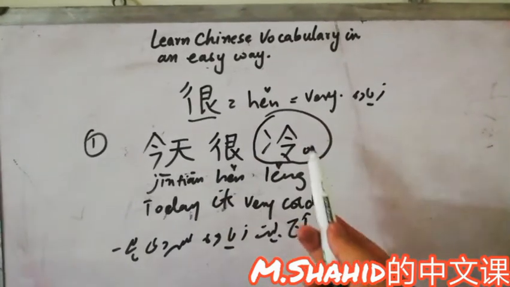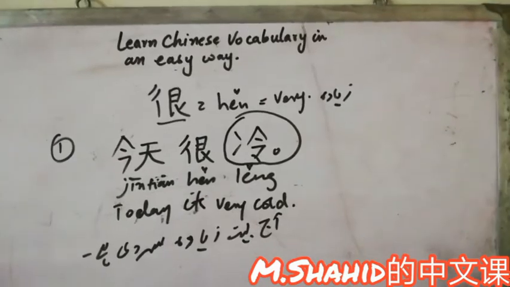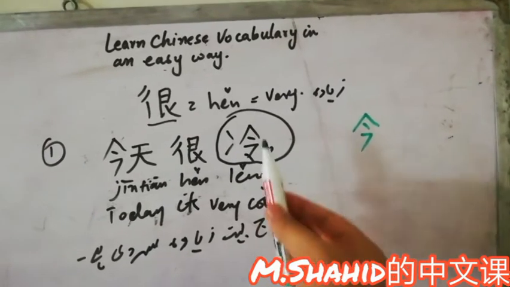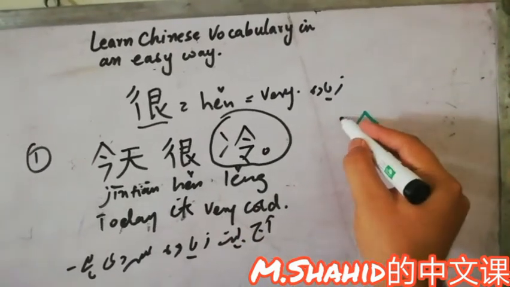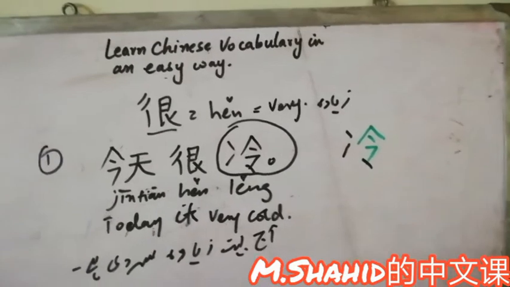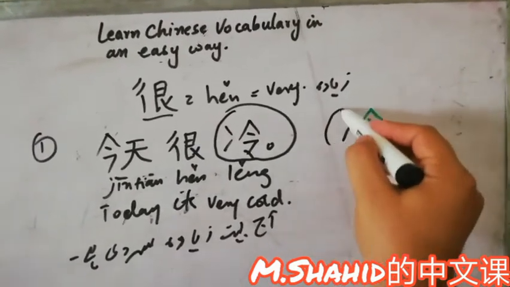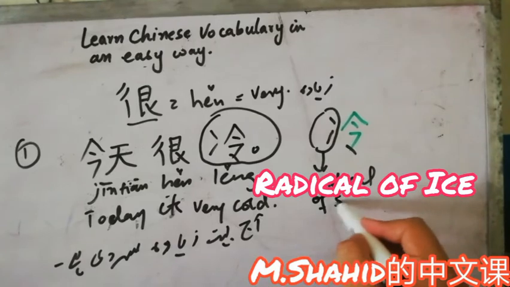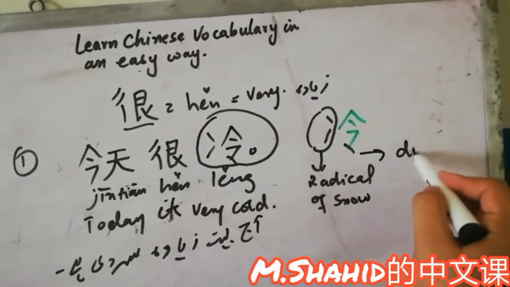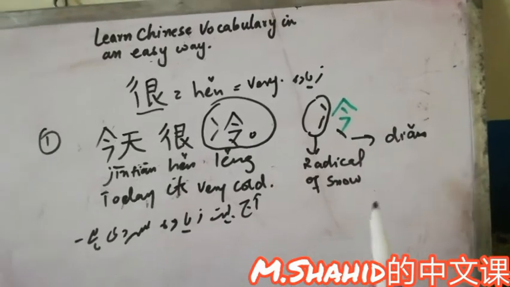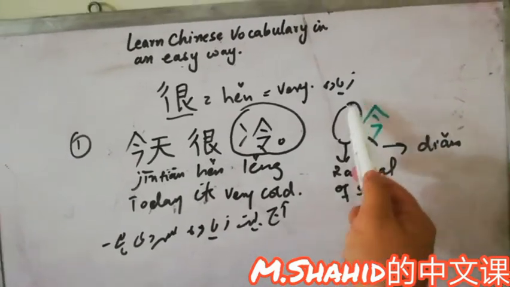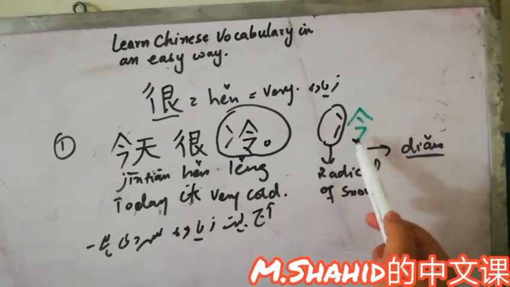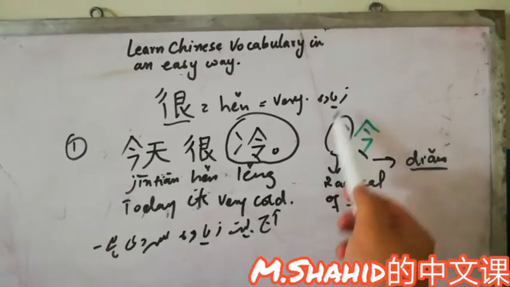Now just focus on this very character. What did I do with that? I wrote this, but I added something with that, and you saw what was that? This is known as the radical of snow, and this is known as a dot stroke. I just added the radical of snow and a dot below this stroke, and you saw that it becomes lěng.